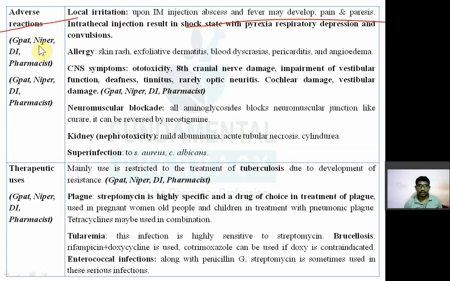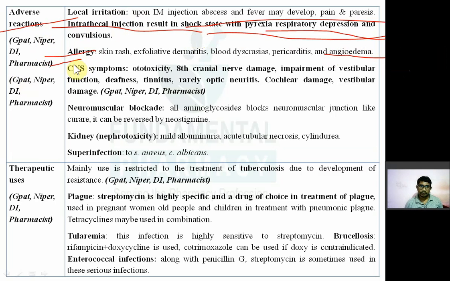Then intrathecal administration. If you give the injection into the spinal cord, intrathecal administration, shock state and pyrexia, respiratory depression and convulsion may occur. Now allergic reactions: skin rash, exfoliative dermatitis, blood dyscrasias, pericarditis and angioedema. These are the allergic reactions.